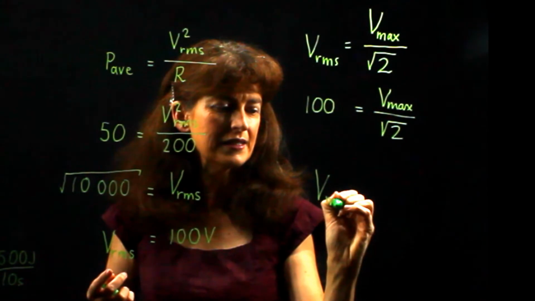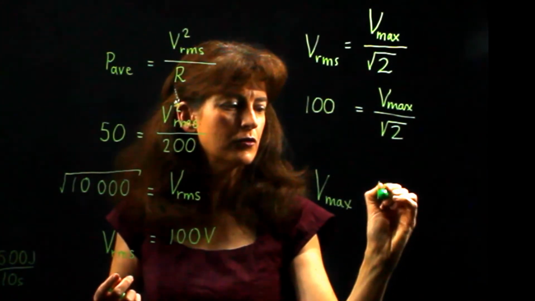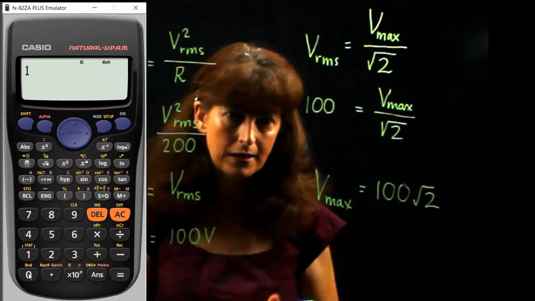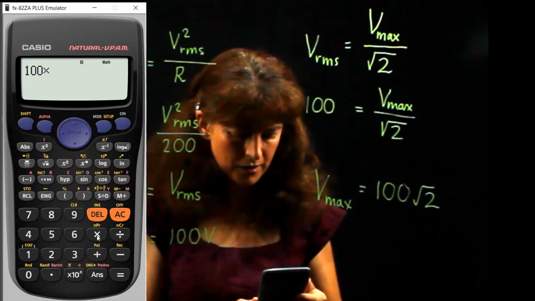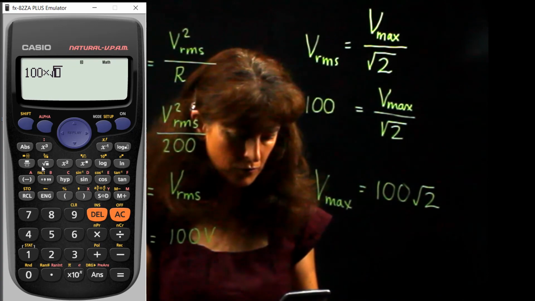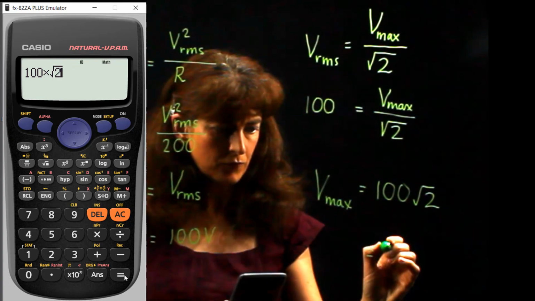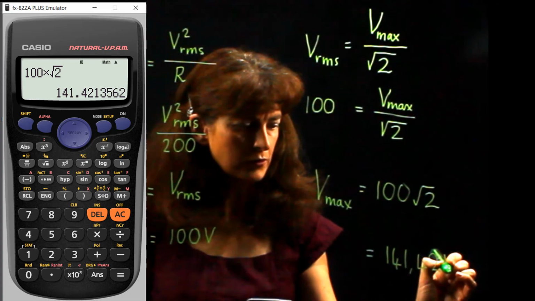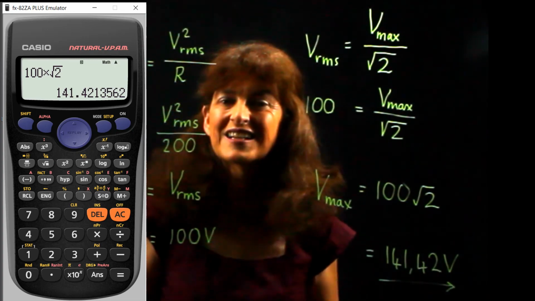So what indeed is 100 multiplied by square root of 2? We take out our calculator. 100 multiplied by square root of 2 is equal to 141,42 volts. And that's the answer.